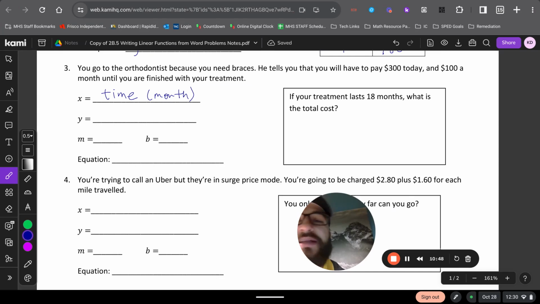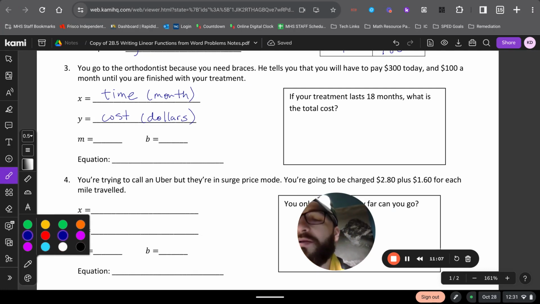And then our dependent is going to be our cost. It looks like it's in dollars. Okay, so our initial amount, what are we going to have to pay today? You will have to pay $300 today. So up front at the very beginning, we are paying that $300. So that is definitely our y-intercept or our initial amount.